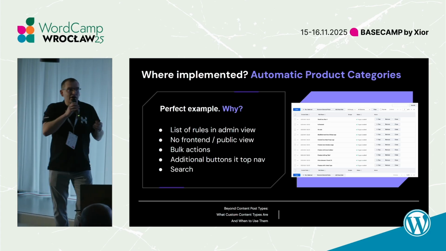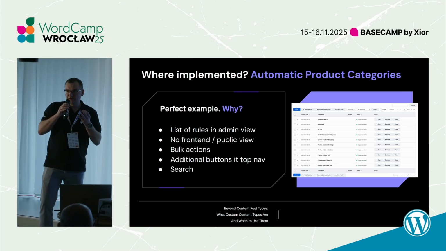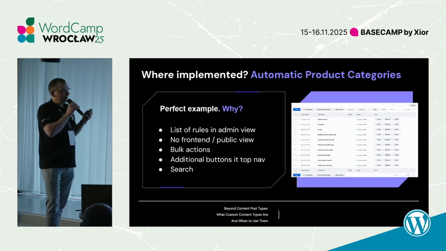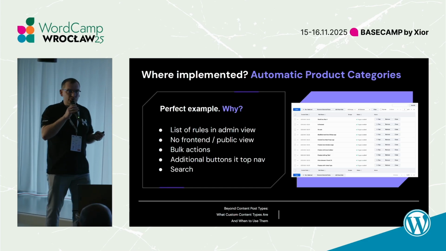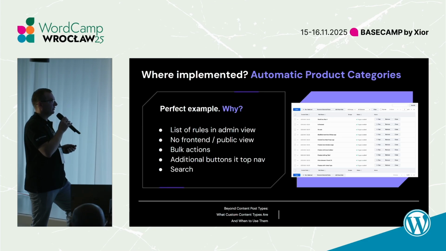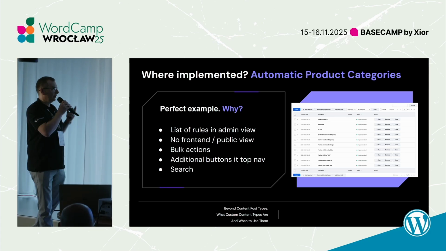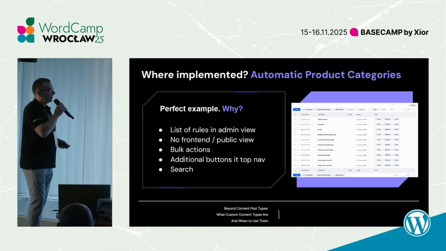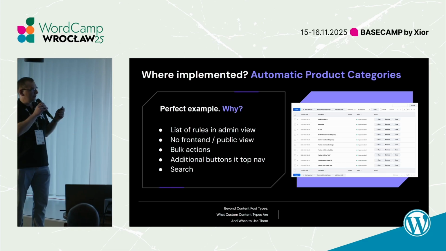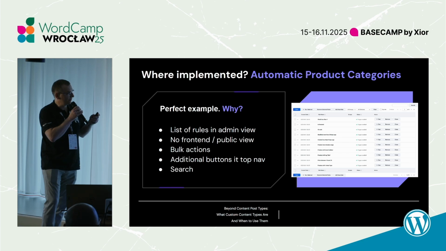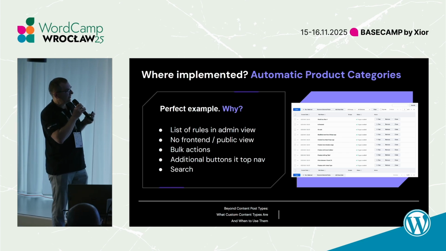So I mentioned that I implemented it 4 times in the past year. We don't have enough time to discuss all of them, so I'll just give you the last 2 implementations. A few months ago, I was asked to make improvements in the product, in the Automatic Product Categories plugin.